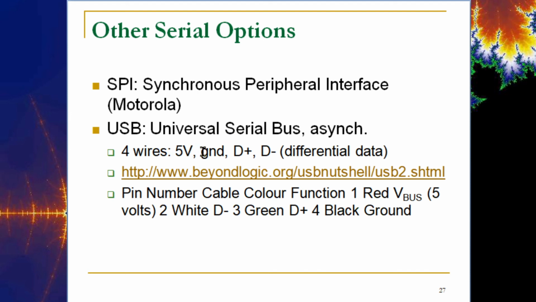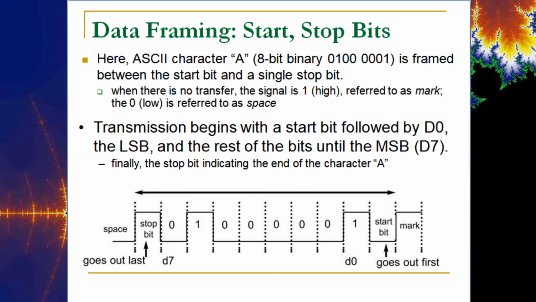It's got a 5 and a ground, and then it's got its differential data, which is the magic that makes the USB work so quickly and efficiently. And so you can read more about that. I'm not going to get into the details of this and quiz you on this part of it. The biggest thing, though, is really looking at the data framing and seeing how that can be done. Okay?